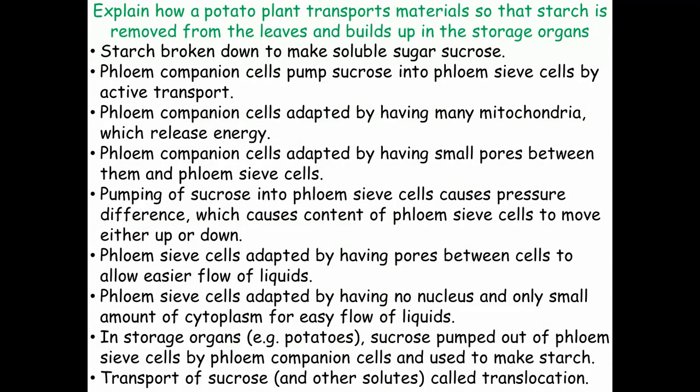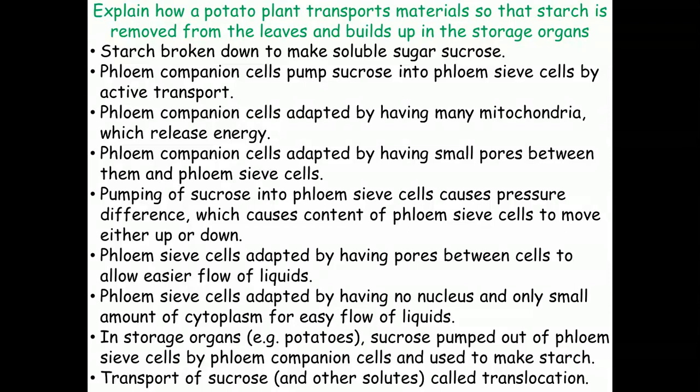So here's a 6-mark question. Explain how a potato plant transports materials so that starch is removed from the leaves and builds up in the storage organs. This is an example from the spec where you've got to explain how translocation of sucrose occurs. So first, as we mentioned, the starch is broken down to make, or is converted to, sucrose. Then the phloem companion cells pump the sucrose into the phloem sieve cells by active transport, and that means that they need to have lots of mitochondria, which releases the energy for active transport to occur.